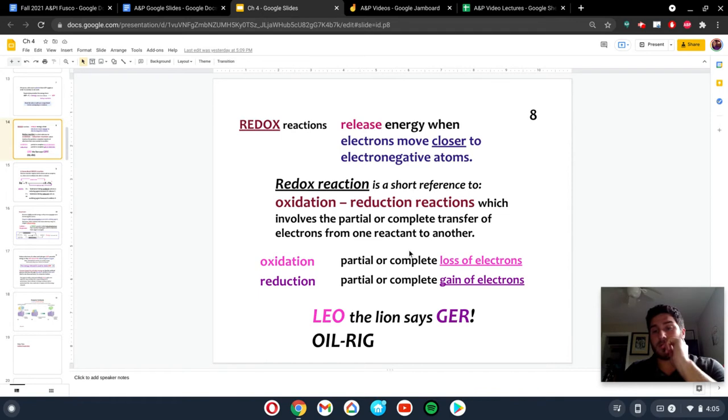In order to remember oxidation versus reduction, which one's gaining and which one's losing electrons, there's a couple of ways to remember it. The first is Leo the Lion says grr. It helps people remember that loss of electrons is oxidation. So Leo, loss of electrons is oxidation. Grr, gain of electrons is reduction. The way I like it is oil rig. So oil rig is oil, oxidation is loss, rig, reduction is gain.